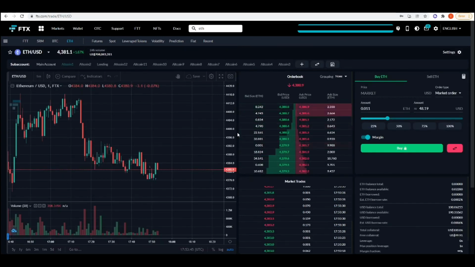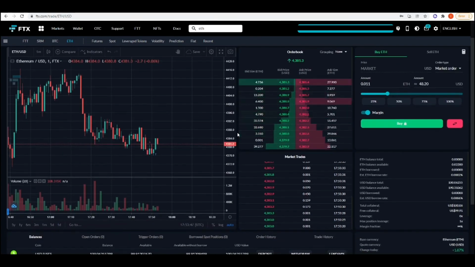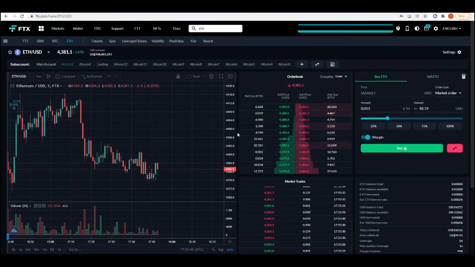It's a really great platform. You don't have to KYC if you don't want to. You can do a level 1 verification, and you can still have access to spot margin trading. If you KYC, then it will likely be taken away from you.